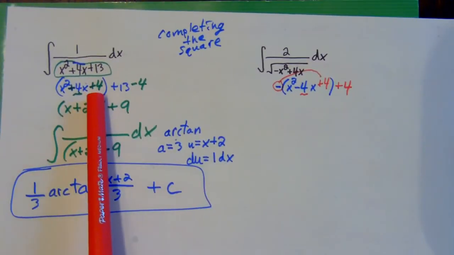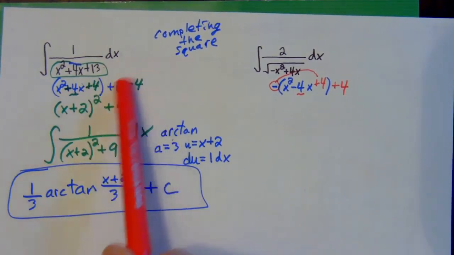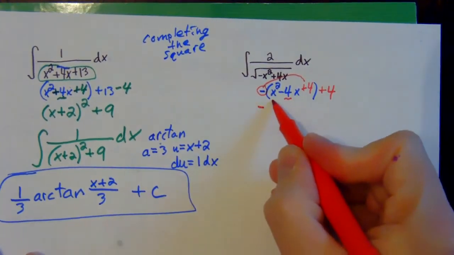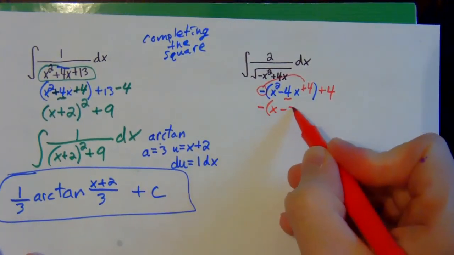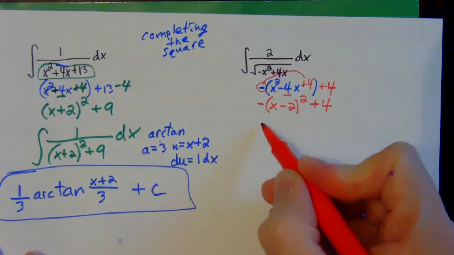Over here, I didn't do that because I didn't have a negative in front. So it's plus 4, I had to do the opposite of minus 4, to compensate for that and not change the problem. And then when you condense it, the negative is out in front, you're gonna have an x minus 2 squared plus the 4.